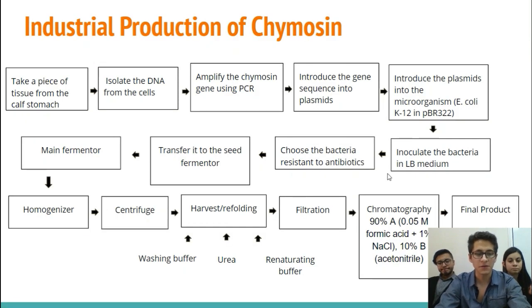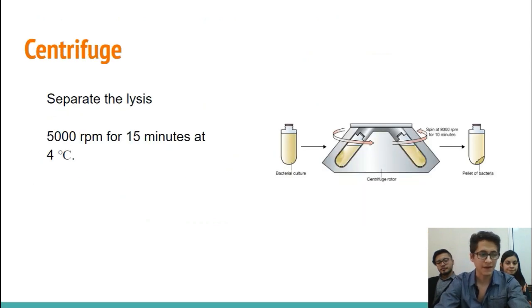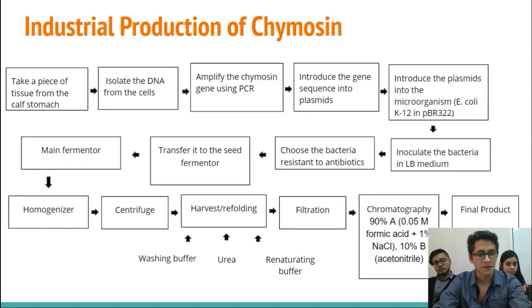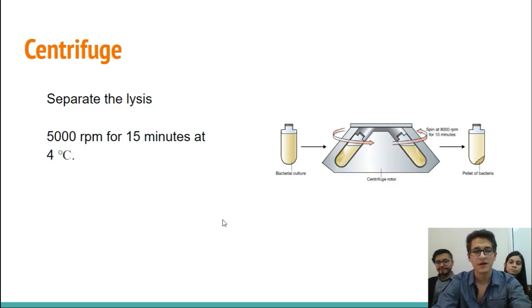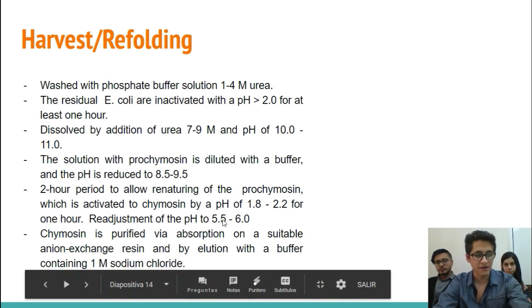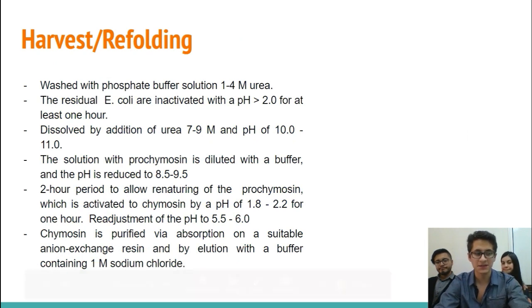After the homogenization, we need to put it in a centrifuge for the centrifugation. Once the lysis is formed, it is centrifuged to separate the lysate into different phases. This process consists of 5,000 revolutions per minute for 15 minutes at a temperature of 4 degrees Celsius. Then after the centrifugation, we need to do the harvest or refolding. In this step, the different phases are transferred to a harvest step where the DNA breaks into pieces.